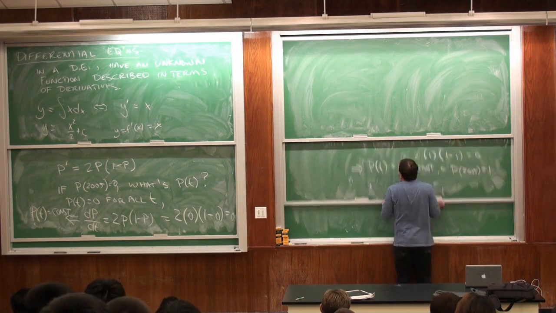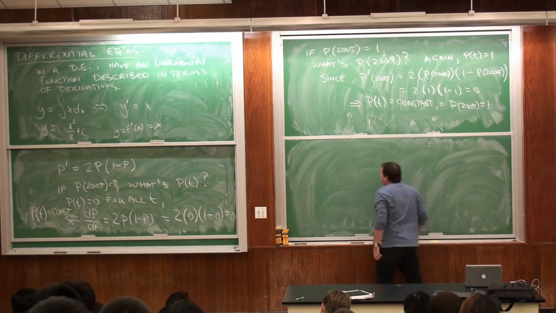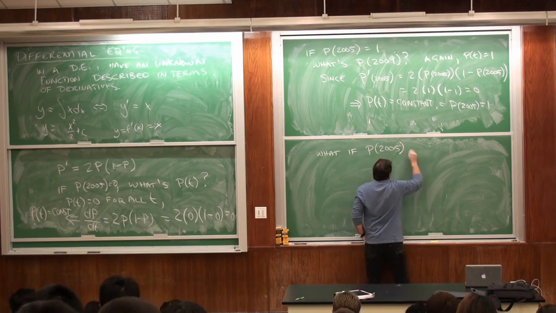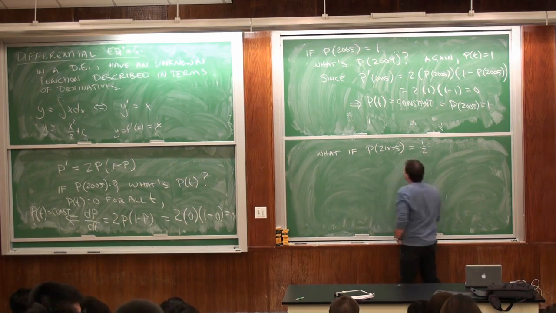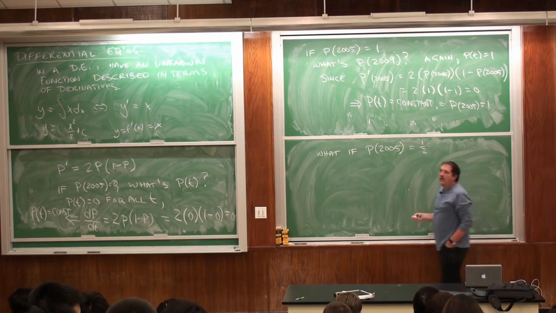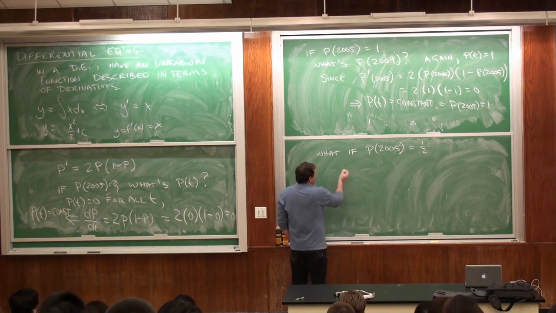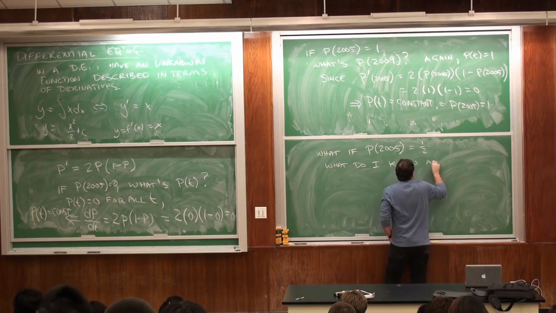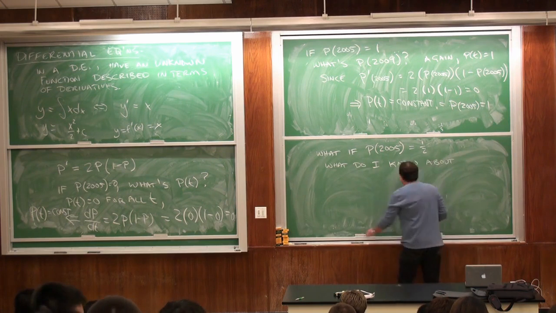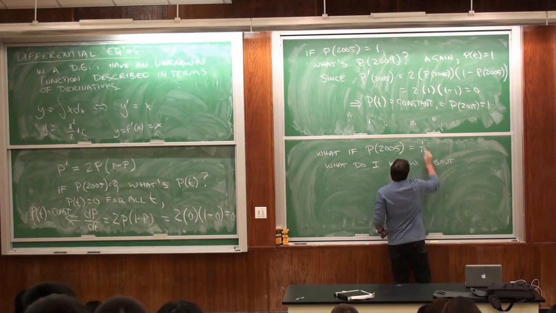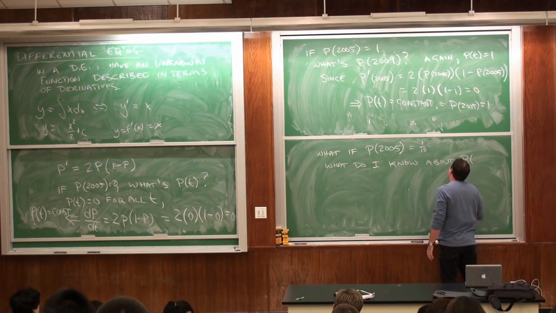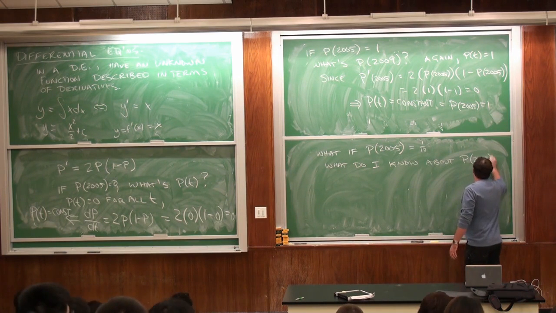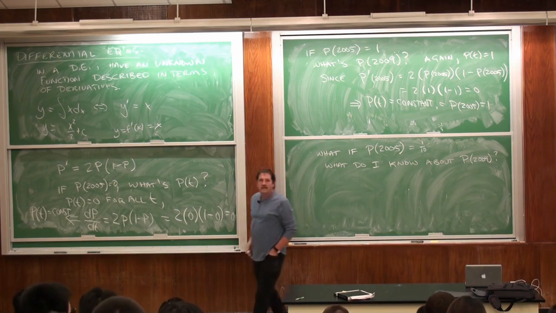What if instead of that I tell you that the population in 2005 is a half? What do I know? I won't know the population in 2009 without a lot more work, but well, let's not make it be a half. Let's make it be a tenth. So what do I know about P of 2009 then?